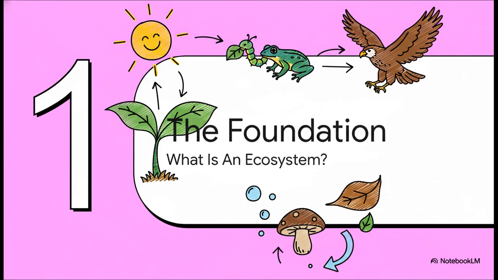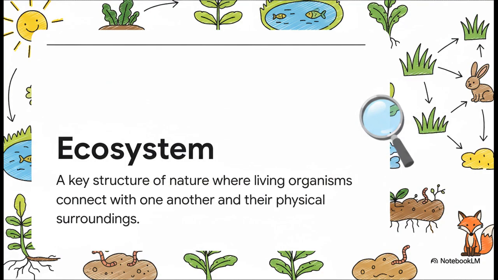Well, before we can see the engine run, we kind of need to look at all the parts. Let's start with a really clear definition of what an ecosystem even is. At its core, an ecosystem is all about one thing: interaction. It's this dynamic relationship between the living things, what scientists call the biotic components, and their non-living or abiotic physical environment. And here's the kicker: neither one can exist without the other.